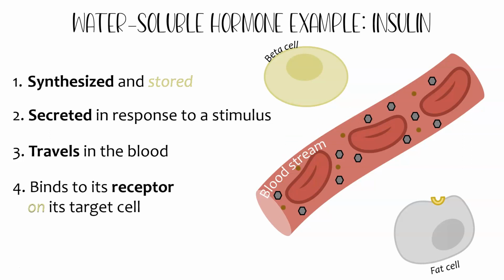Insulin targets fat cells, muscle cells, liver cells, and many more by binding to its receptor, which is found on the surface of those target cells. This is because the plasma membrane has a lipid barrier. Insulin is water-soluble, not lipid-soluble, so it cannot pass through the barrier to enter the cell.